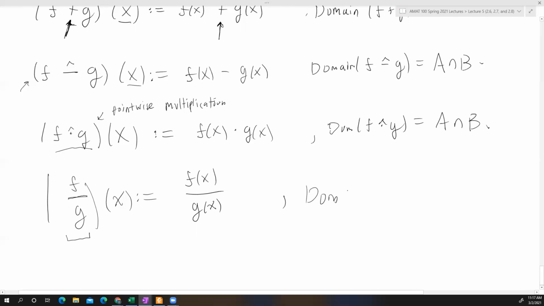The domain of this is basically the same as the other ones, with one little caveat. The domain is all the x in A and B such that g of x is not 0. We don't want division by 0. So the domain is a little bit smaller than A intersect B, because in A intersect B there might be points x where g is 0, and we want to exclude those points. That's why we add this condition right here. So this is the domain of this function.